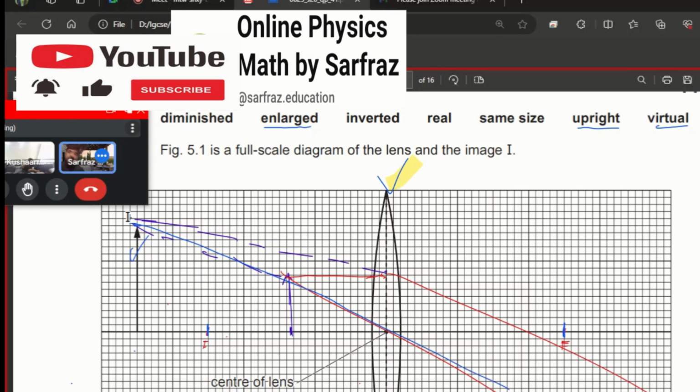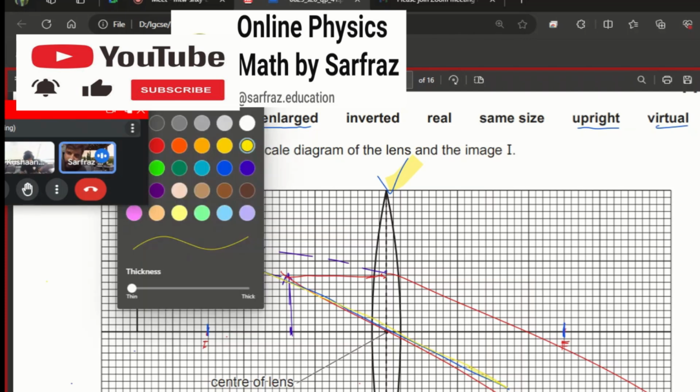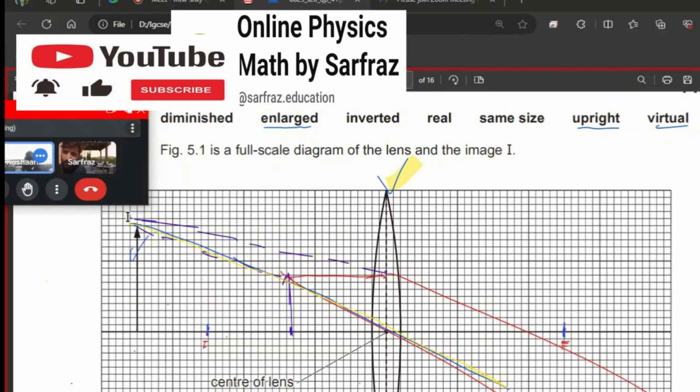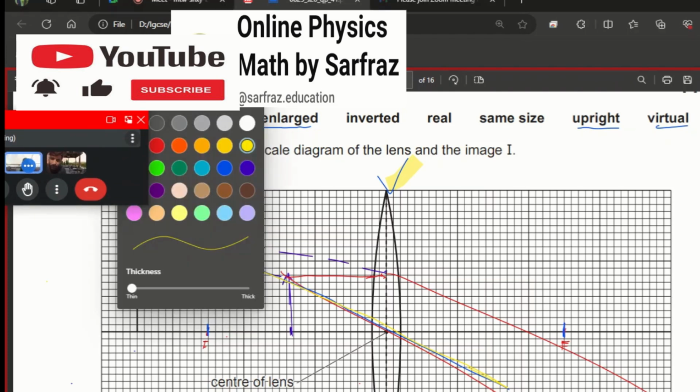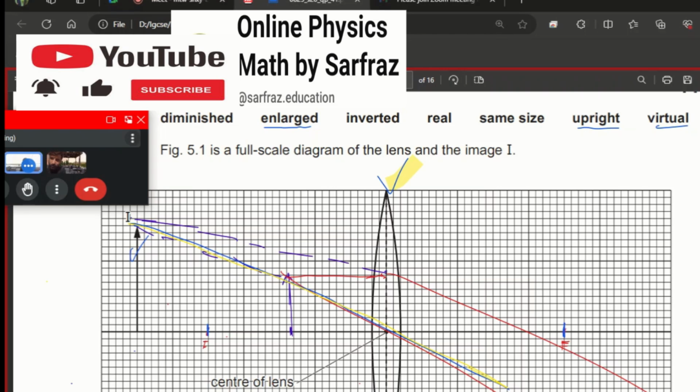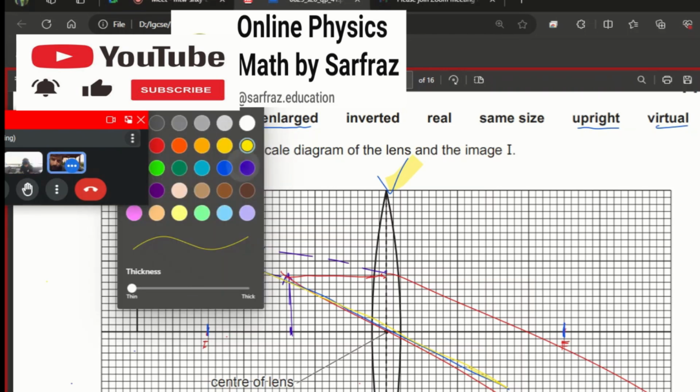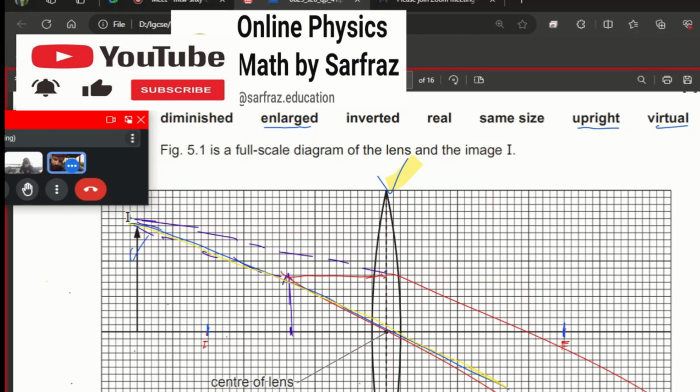Let me change its color for better understanding. Yellow is not appearing correctly, so let me take this color. Okay. So one line will pass from this point and it will pass through the center of the lens.